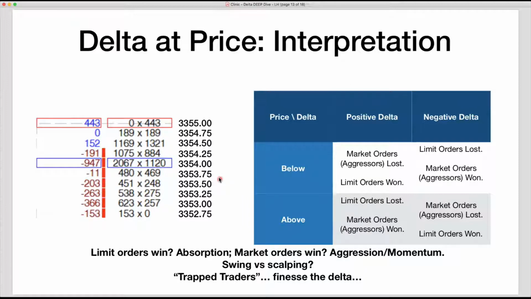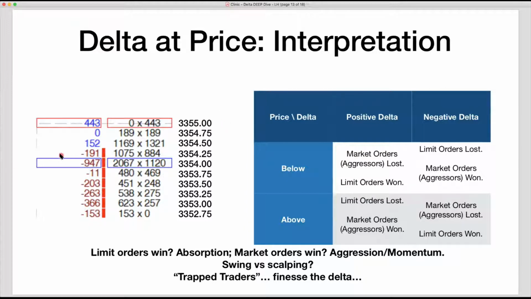They're trapped, they're offside, they got it wrong. Okay, they may have been closing a position. We don't know that, but you get the principle. If you have lifted the offer and we're trading below it, you're wrong. So the aggressive traders got it wrong. The passive traders with their limit orders are in control. They've pushed price back down.